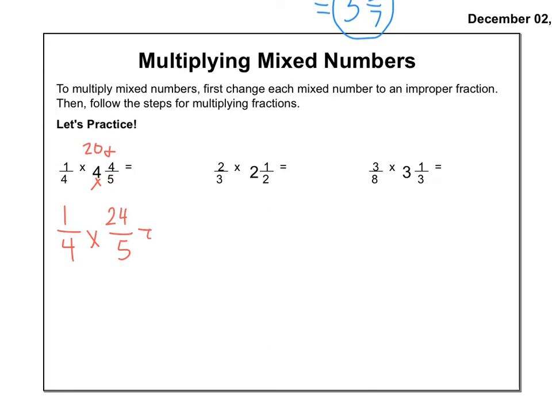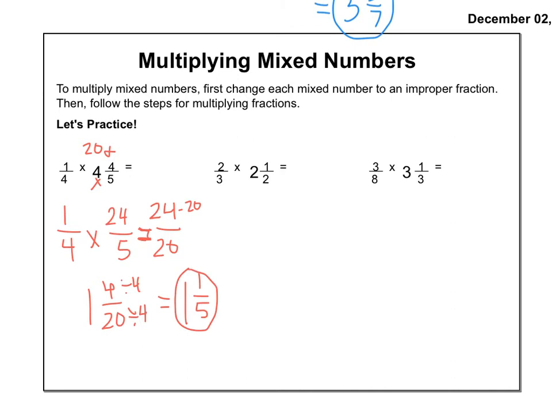Now we can go ahead and multiply this together. So we get 1 times 24 is 24, and 4 times 5 is 20, which means we're going to get an improper fraction. And 20 can go into 24 one time, which gives us 20, and then we have 4 left over out of 20, so we have 1 4/20. Still not simplified all the way, because 4 can go into both 4 and 20. So the 1 stays. 4 divided by 4 is 1. 20 divided by 4 is 5, so 1 1/5 would be our final answer.